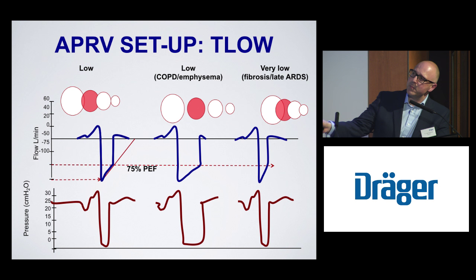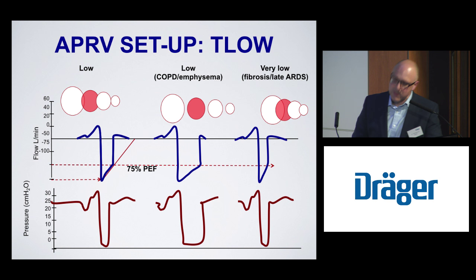So the lung, to reach 75%, will use very little time. Do you agree? Very stiff, very high elastance. And if you look at the other side, COPD or emphysema, this might take a much longer time. So here the T-low might be different, but the result, the end expiratory lung volume, is the same, because it will equilibrate at the same time constant, so 75% of the peak expiratory time.